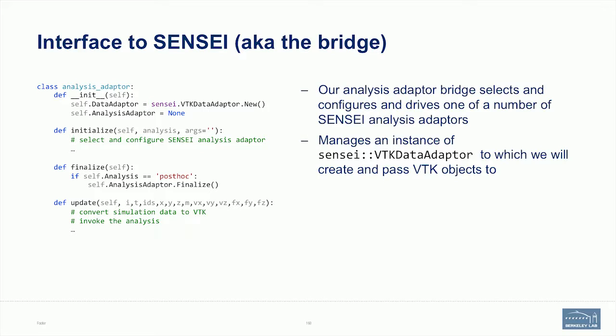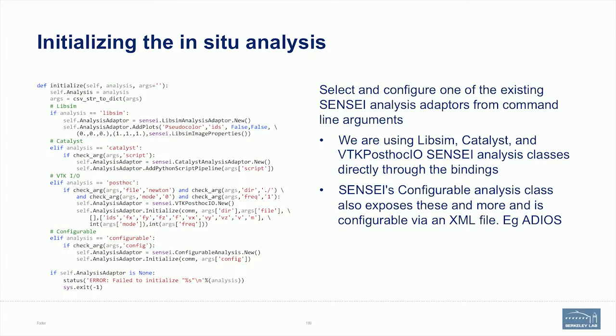Otherwise, it does nothing. In its constructor, it creates a new VTK data adapter. So this example uses the VTK data adapter. And it creates a placeholder for the analysis adapter. But it sets it to none because it's going to be configured from the runtime conditions. And then in the update method, this is where it's going to try and push data through SENSEI if it needs to. So let's delve into these functions a little bit.